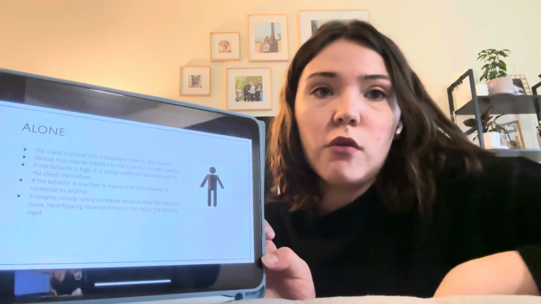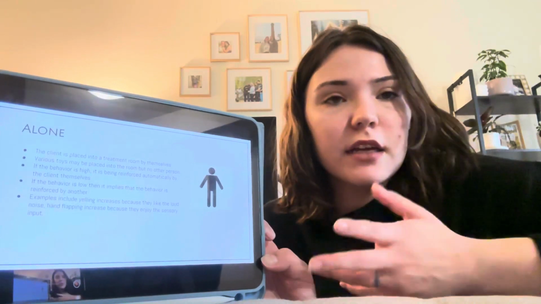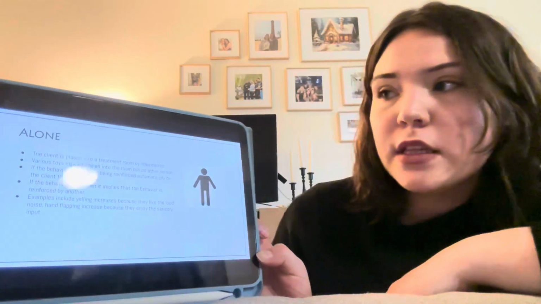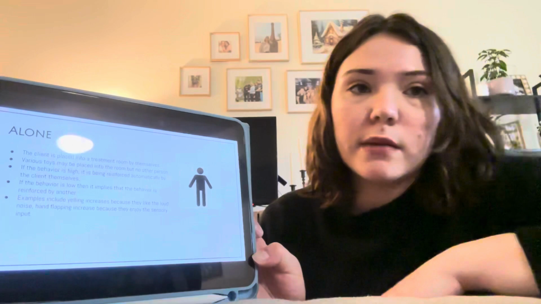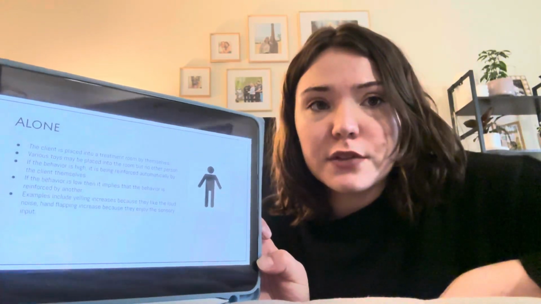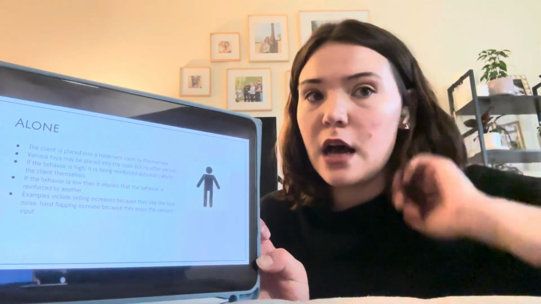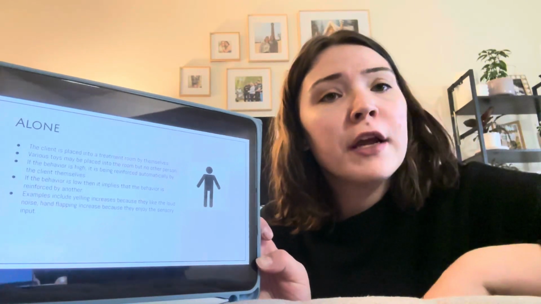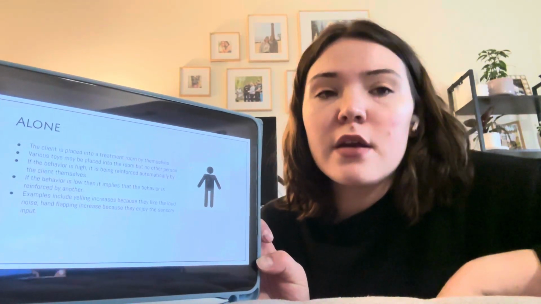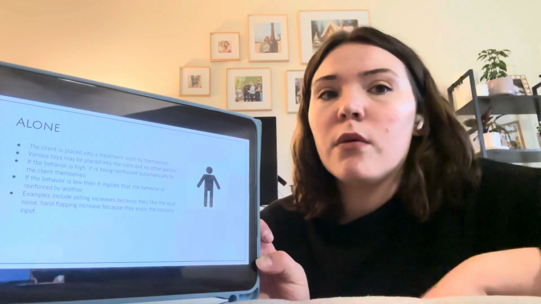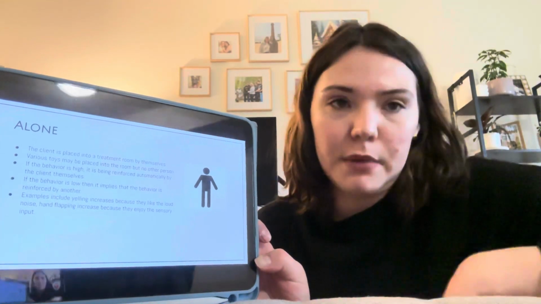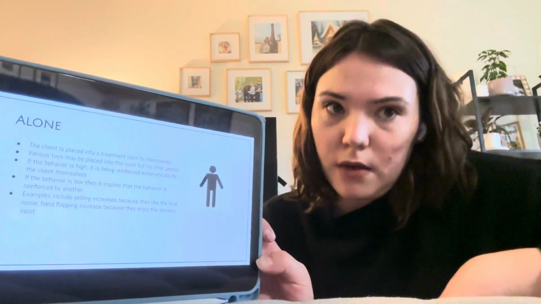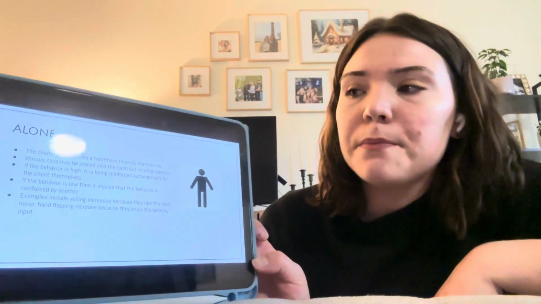Next up, we have the alone condition, which is kind of the opposite, in a sense. So during this section, they're going to be sat in a treatment room by themselves. No other person is physically going to be with them. They may have other toys or other activities that they can engage with, but no other human contact will be during that time. They will still be being observed by other people and obviously remaining safe.